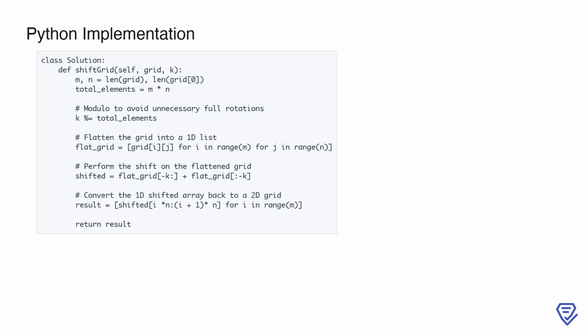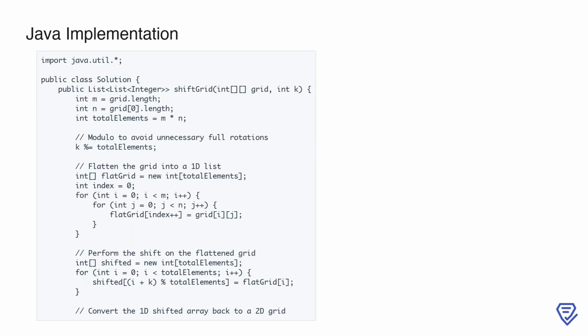modulo operation. Here, we start by importing the necessary packages and defining our solution class along with the shiftGrid method. The method takes a 2D grid and an integer k as input. We begin by determining the dimensions of the grid, m and n, which represent the number of rows and columns respectively.